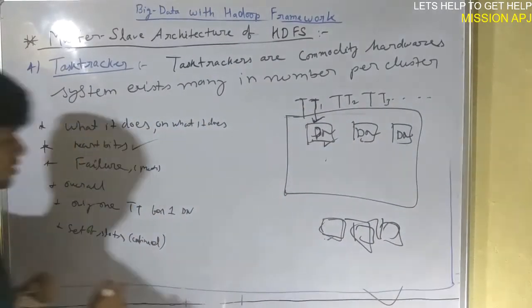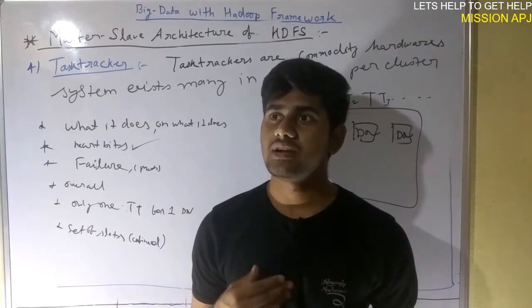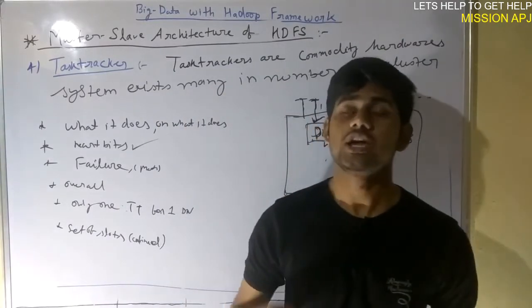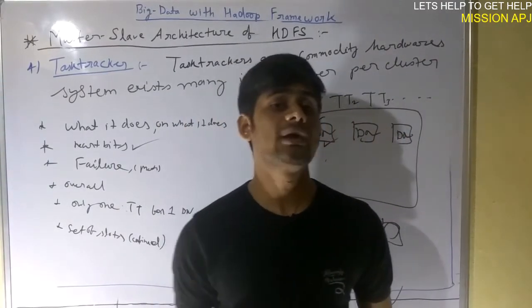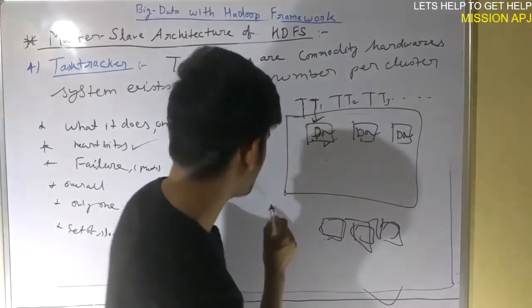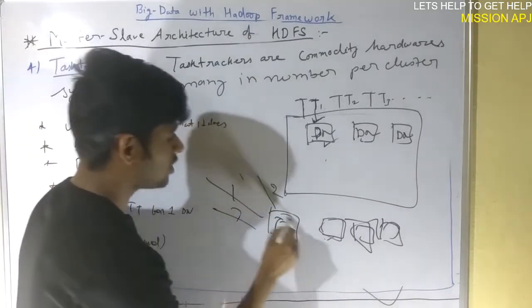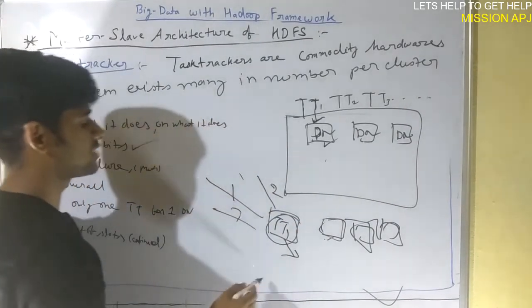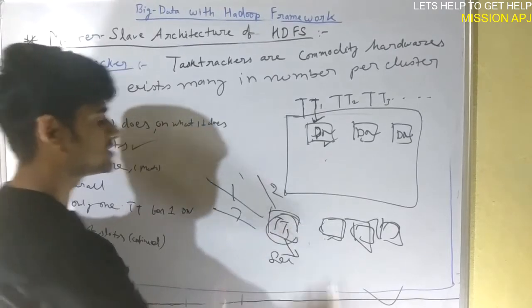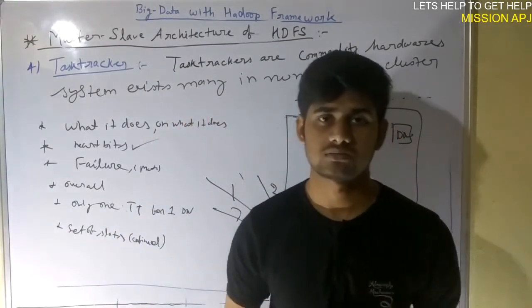Now each task tracker is configured with a set of slots, and the number of slots of a task tracker denotes how many tasks a task tracker can do. Lots of tasks will be coming to a single task tracker, task 1, task 2, task 3, and they will be handled by this task tracker depending on how many slots are inside it. So the task tracker's job is to get the job, process it, and send it back to the job tracker. Okay, fine.